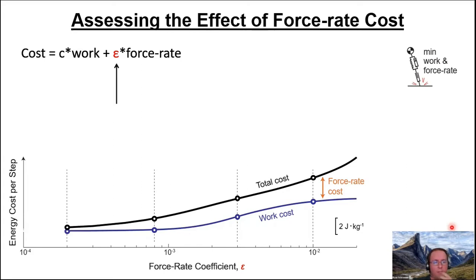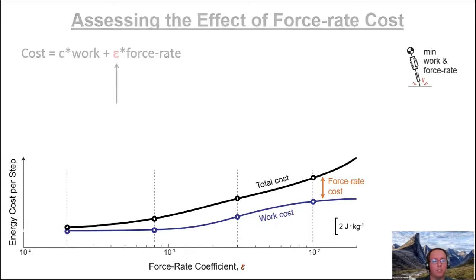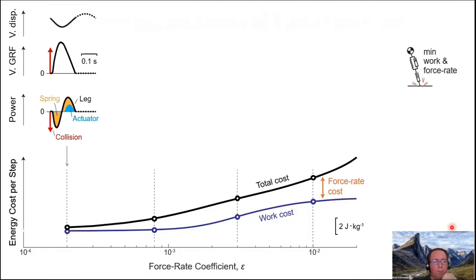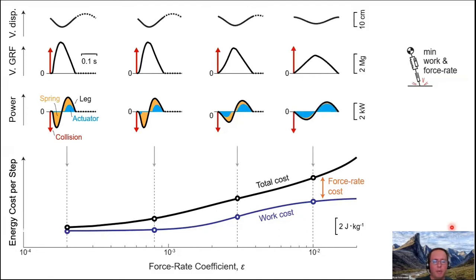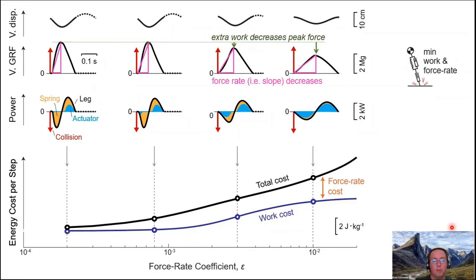So what's going on here? Well, when the coefficient is a relatively small value, basically we see that the actuator is still only doing positive work, and everything looks kind of normal, kind of similar to what we've seen in the past. But as we continue to crank up the coefficient in front of the force rate cost, a few things start to change. So one thing that changes is the peak force of the ground reaction forces decreases. And because of that decrease in peak force, the average slope of that development of force also decreases.